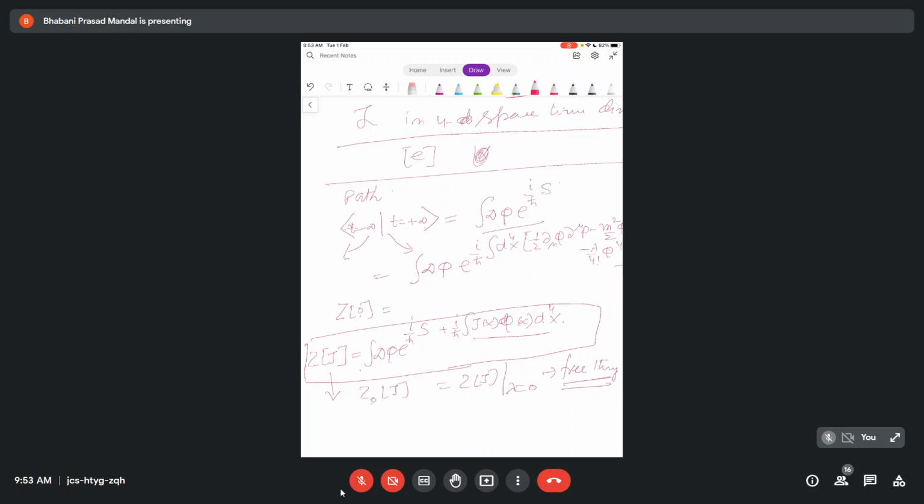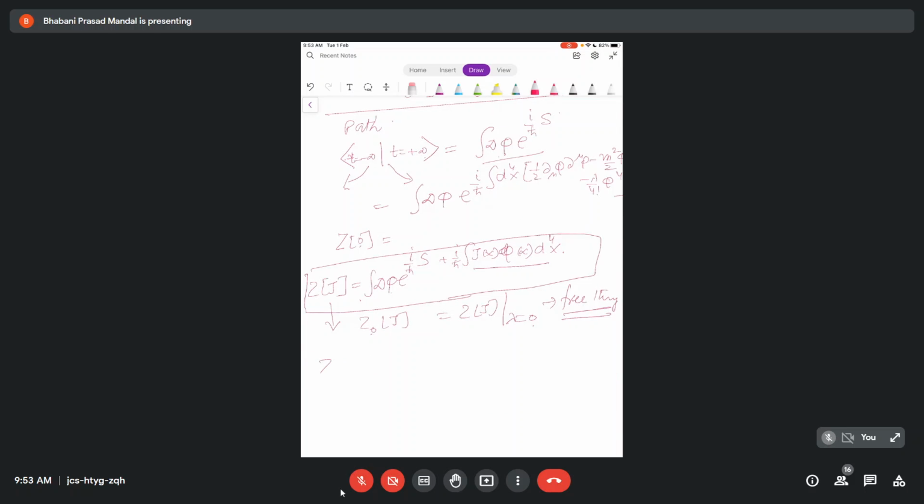So Z with a subscript 0, when I put a 0 here, means lambda equals 0, that means the free theory. So let us start first with Z0 of J. This will be the integral of D phi e to the power i over h-cut, integral d4x, half del mu phi del mu phi minus m square by 2 phi square plus J phi. And Z0 of 0, then this also will be 0.